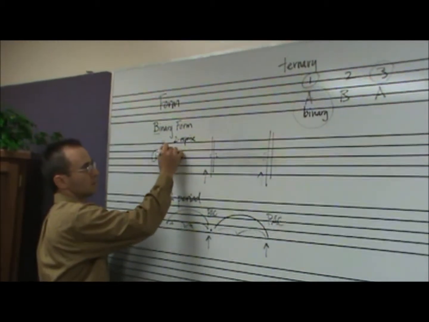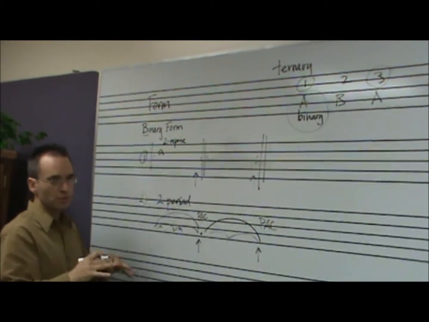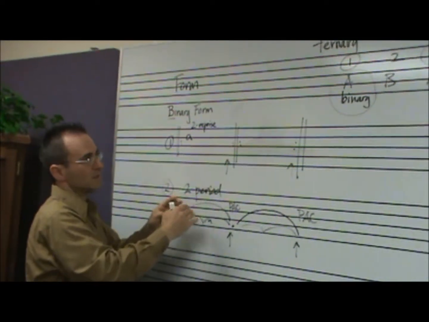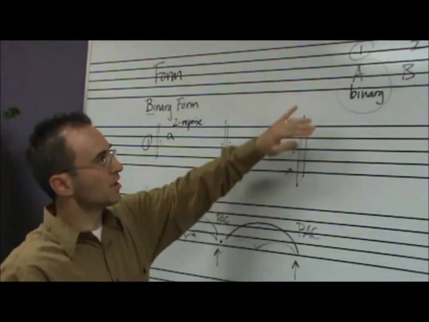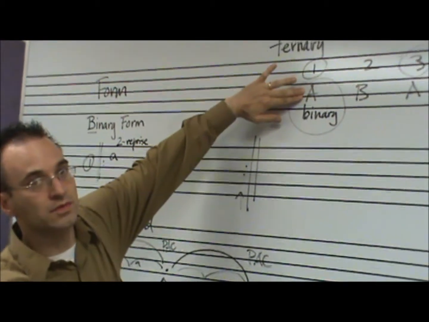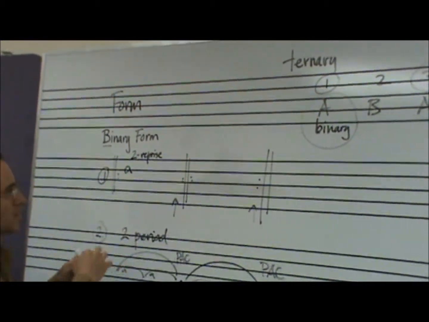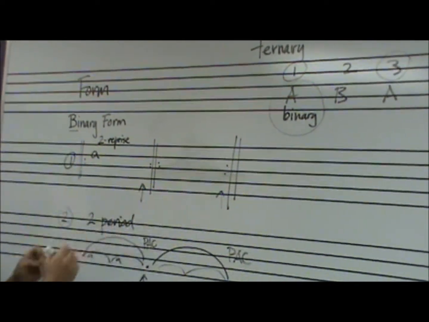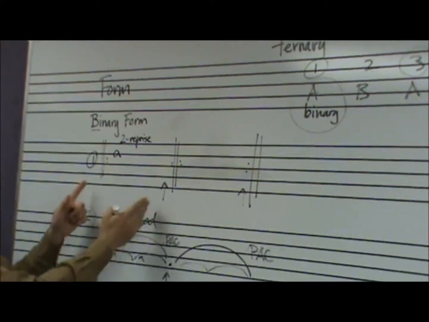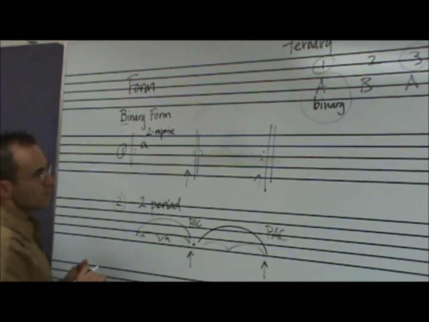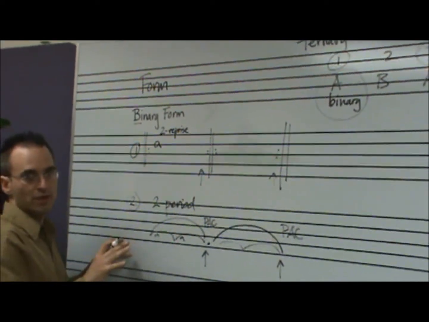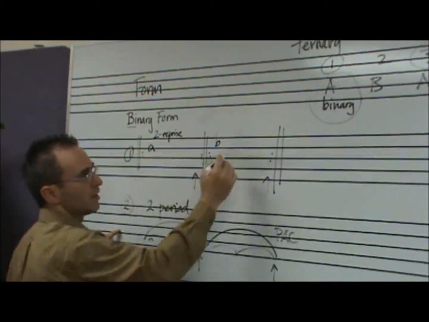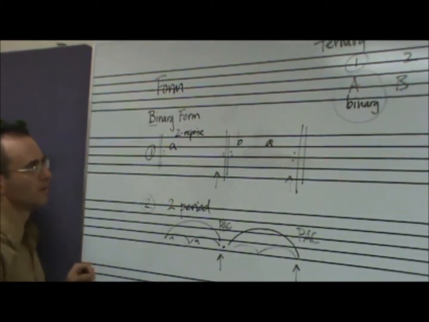I'm going to use a lowercase a because we're talking about small scale things. So if I'm talking about phrases, I'm going to use lowercase a. If I'm talking about whole sections, I'm going to use a capital A like this. Now this is on a small scale. We might again have two phrases forming this opening section, section 1. So that's at that scale, pretty small. We might have some B material here, and then A returning there.